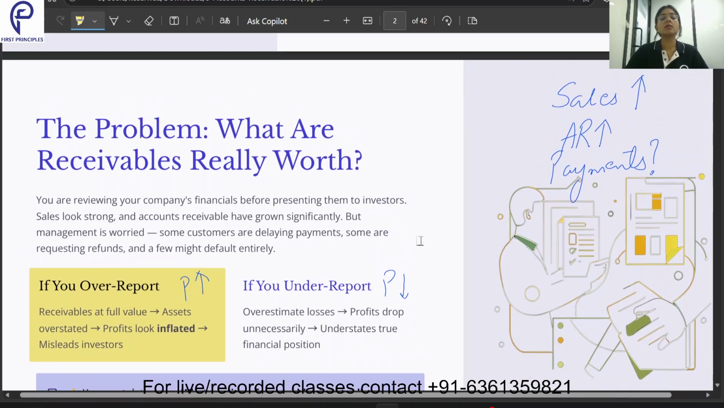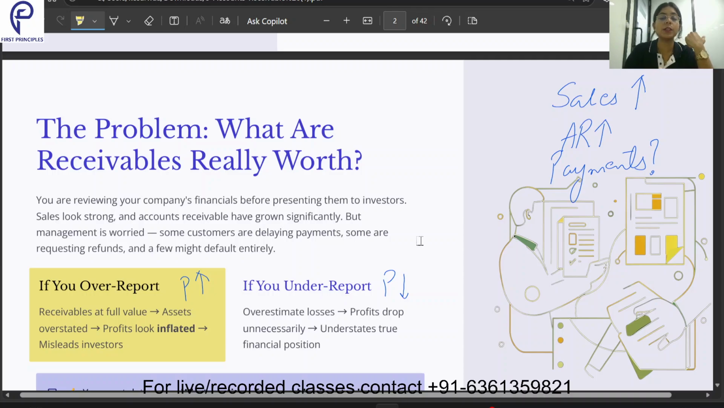Now, in a business, the business owners or maybe the management saw that the sales are going up, and the accounts receivable is also going up. Going up means it is increasing. Both sales and accounts receivable are increasing, but we don't know whether those accounts receivable will convert into actual payments or not. What does that mean?